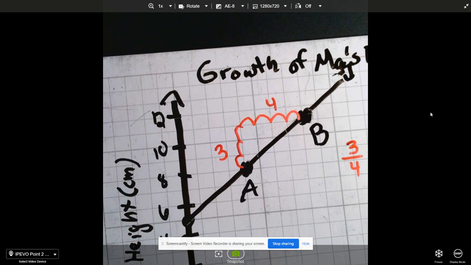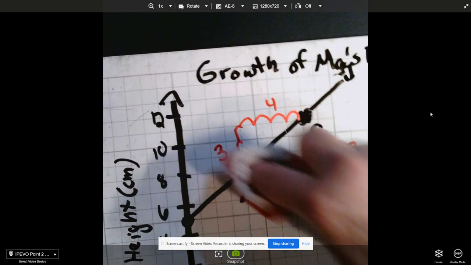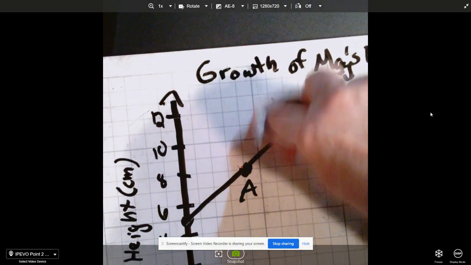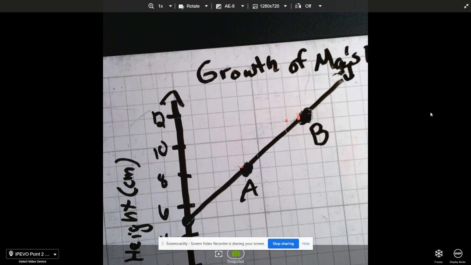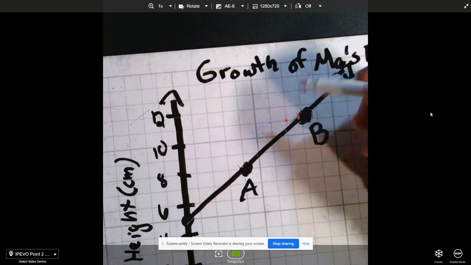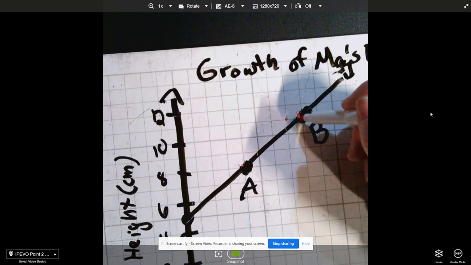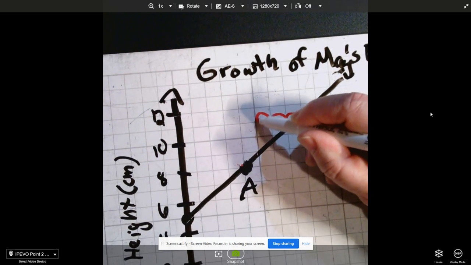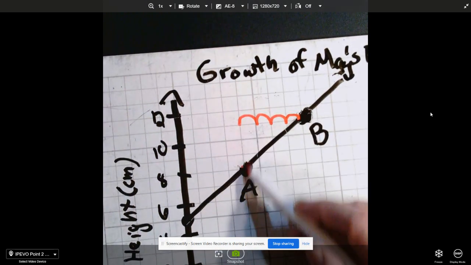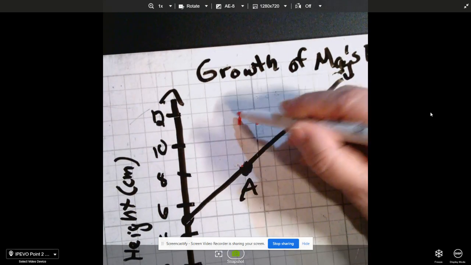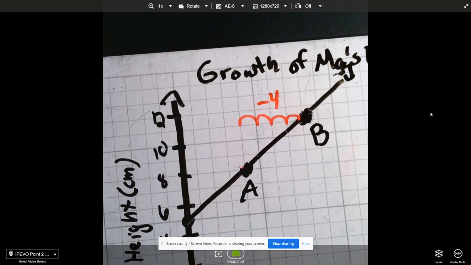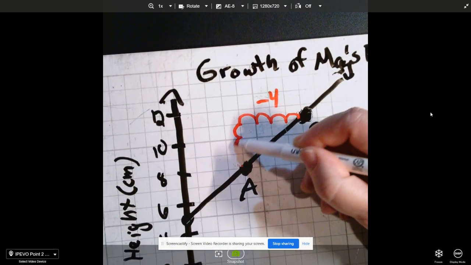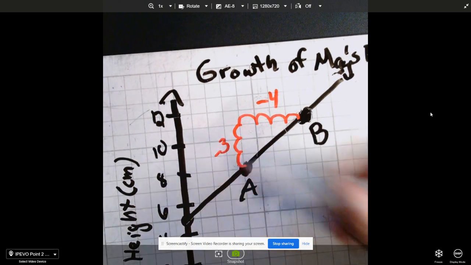You can do the same thing, though, if you say, well, what is it from B to A? So now let's start at B and go to A. The slope of the line doesn't change. The steepness of my line doesn't change. So we're hoping it's still going to be 3 to 4, but let's take a look. So now if I start at B, I'm going to go 1, 2, 3, 4. That'll get me in the same line here as my A. But now I'm going in the left direction. So that's -4. And then here I go 1, 2, 3. So I'm going to go down 3.